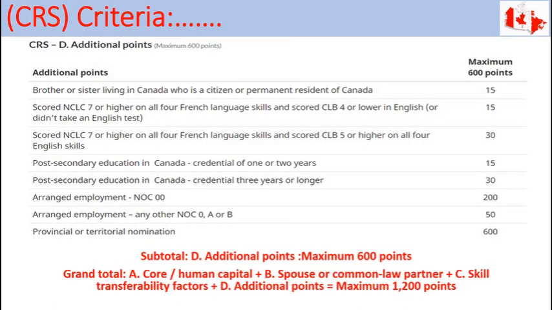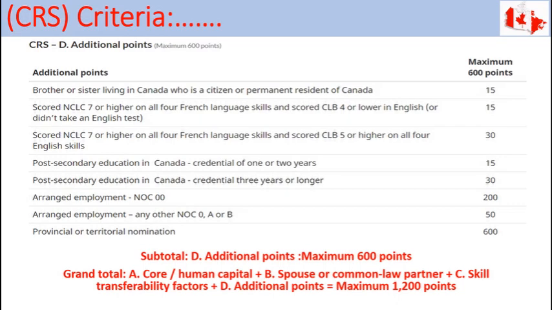The other factor, the additional points. If you have a brother or sister living in Canada who is a citizen or permanent resident, then we can get 15 points from there. I want to tell you once more that additional points can give you a maximum of 600 points. Okay. Post-secondary education in Canada, 15 points. Arranged employment, 200 points. Provincial or territorial nomination, 600 points.